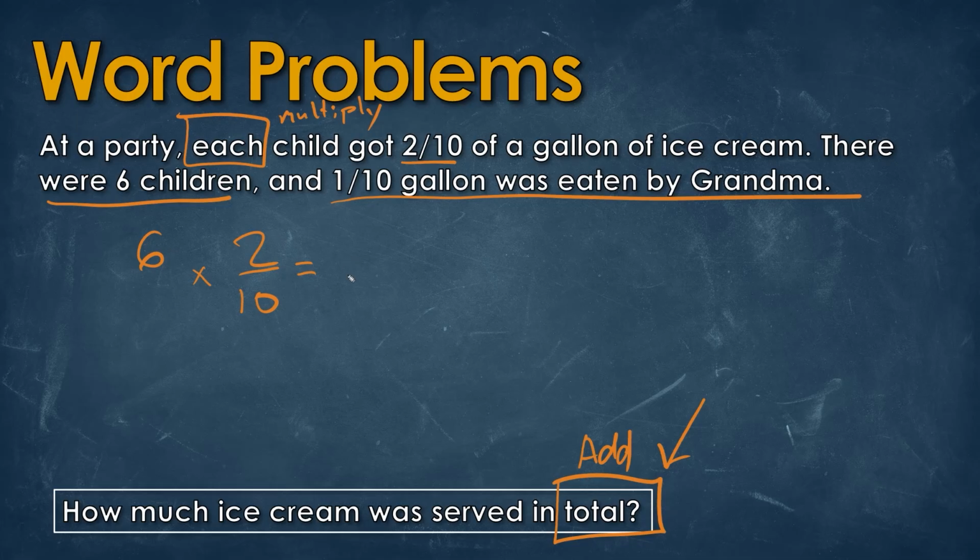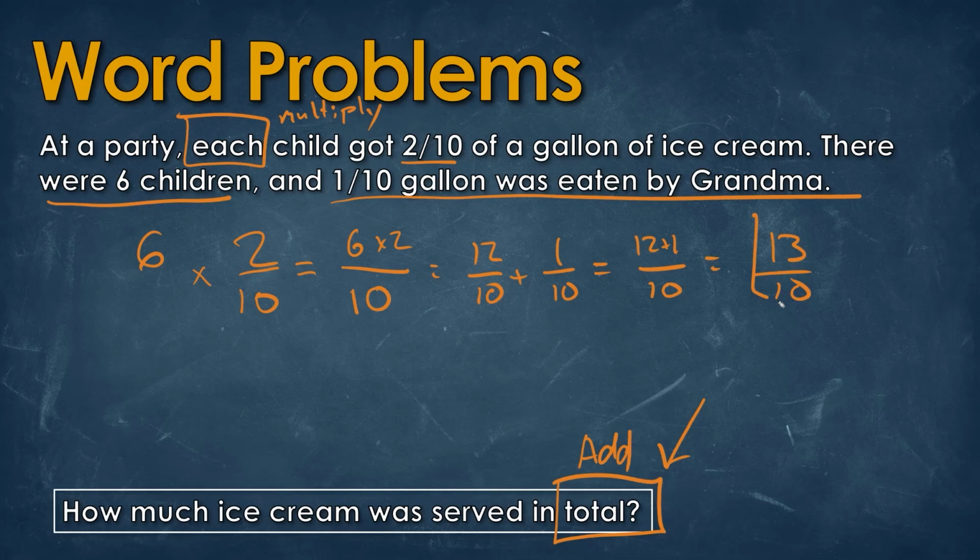6 times 2, and then we're going to keep 10 at the bottom. And 6 times 2 is going to be equal to 12/10. Then we see that grandma eats 1/10. So if we add that together, we're just going to add the 2 top numbers of 12 plus 1, which is going to be equal to 13/10 gallons of ice cream.